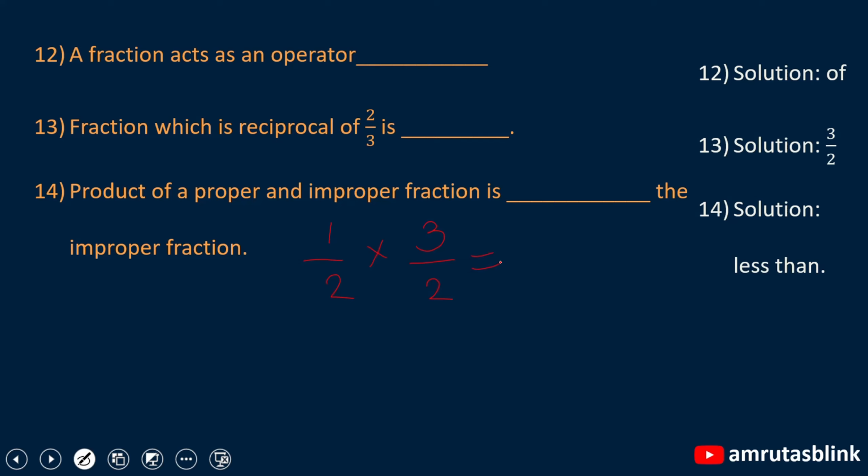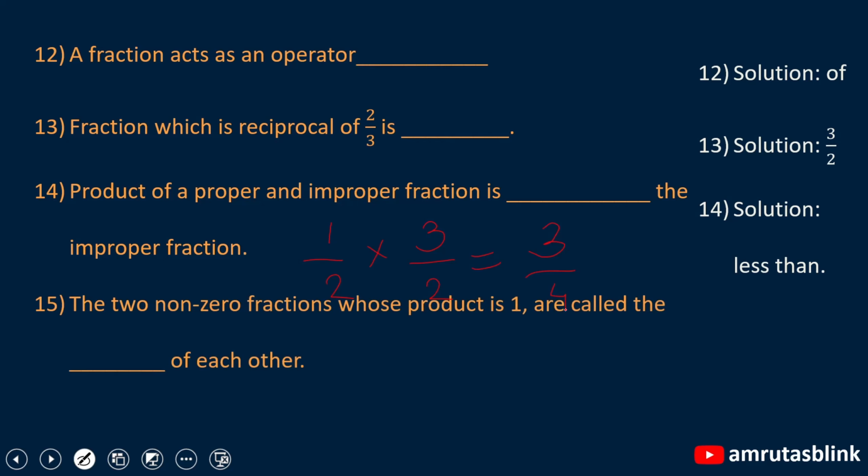Now, what will be their product? 1 by 2 into 3 by 2 is actually 3 upon 4. Now, if we compare the original fraction 3 by 2 and 3 by 4, then 3 by 4 is actually less than 3 by 2. Now it is asked that the product of a proper fraction and an improper fraction is dash than the improper fraction. So 3 by 4 is definitely less than 3 by 2, and hence our answer is less than.